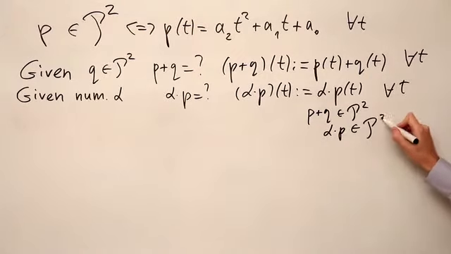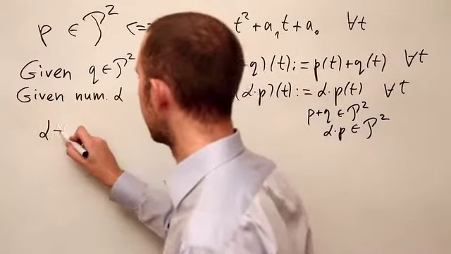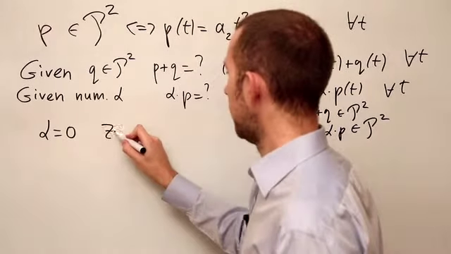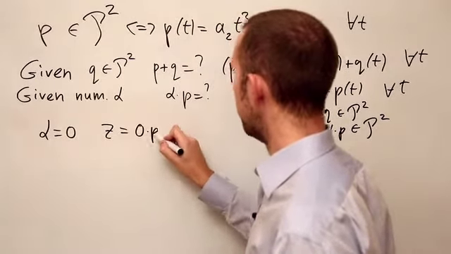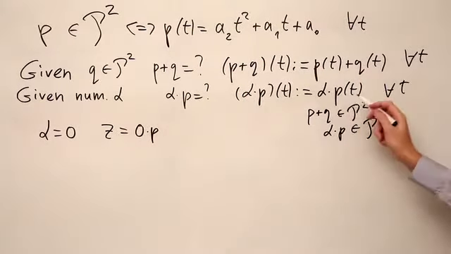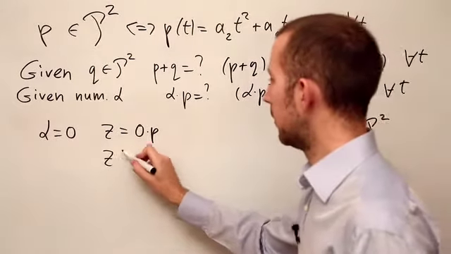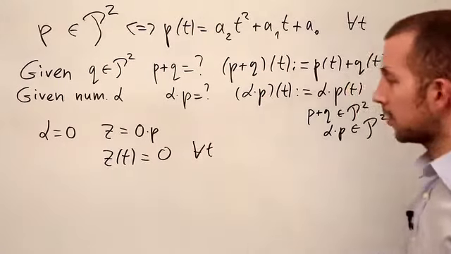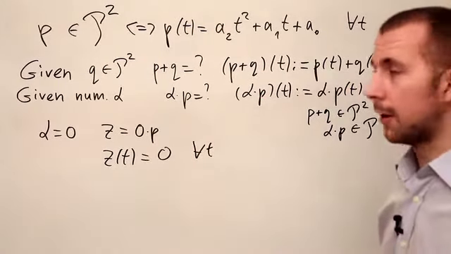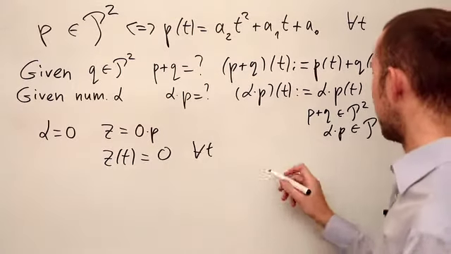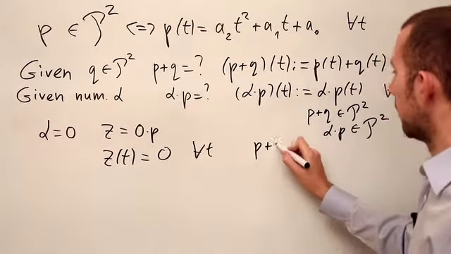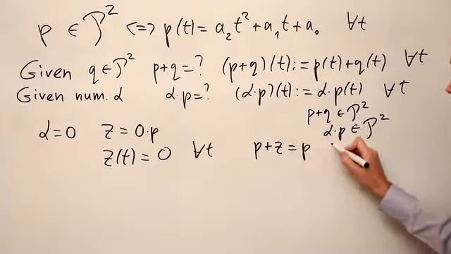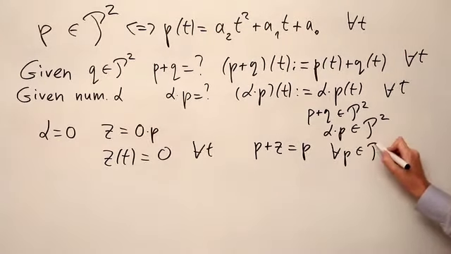In particular, if we take alpha to be 0, then let us denote by z the polynomial 0 times p. Using this formula, we see that z(t) equals 0 for all t. Such polynomial is called zero polynomial, and it plays the role of the zero vector. For example, p plus z is p for any p in P2.